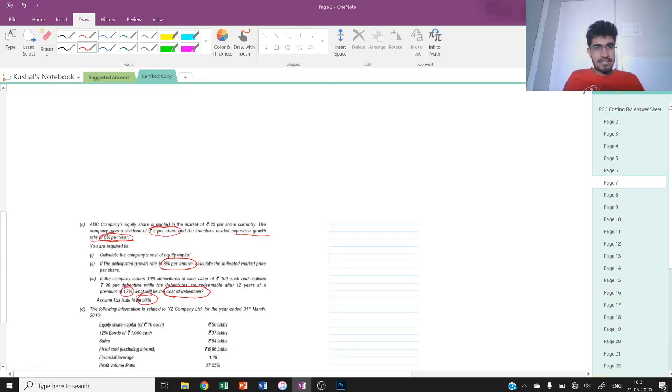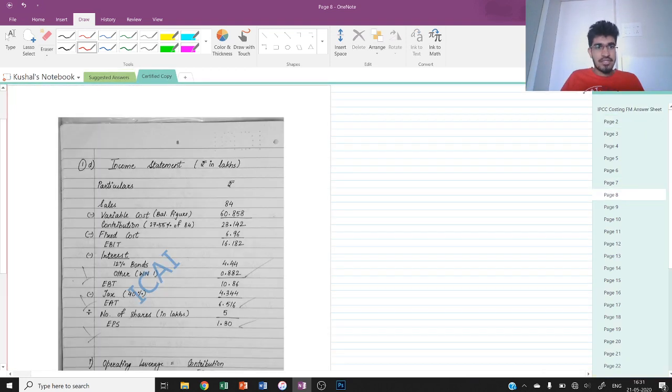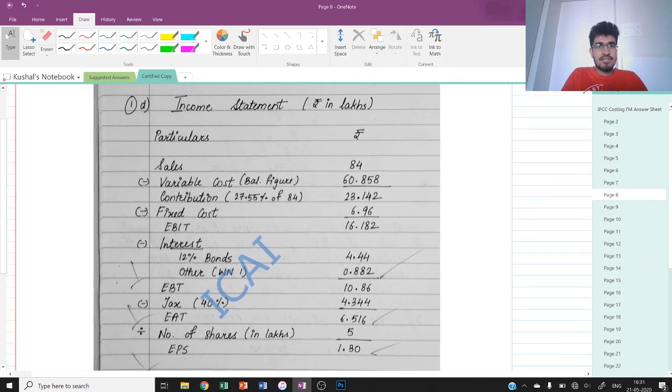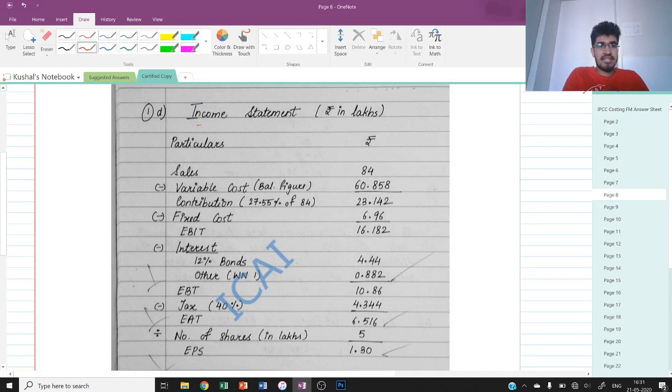Again, this is also a very easy question. I'll quickly show you how I wrote this answer in my answer sheet. First I gave the heading as income statement, then I mentioned that the rupees are in lakhs because it was easier for me to compute in lakhs itself rather than writing the zeros. The sales have been given, we just have to draw the income statement. Once we draw the income statement, we can easily compute the ratios.